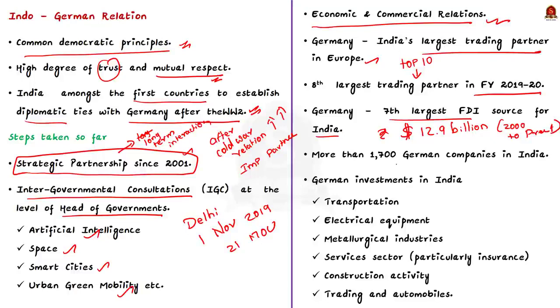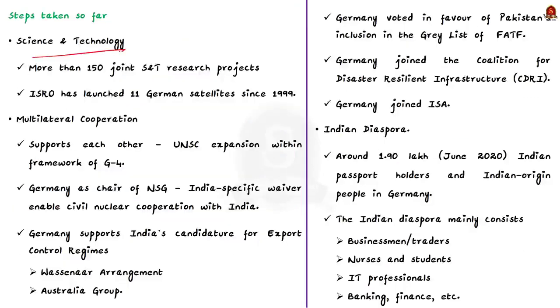German investments in India have been mainly in sectors of transportation, electrical equipments, metallurgical industries, service sector, insurance sector, chemicals, construction activity, trading and automobiles. Thirdly, in respect to science and technology, there have been more than 150 joint science and technology research projects and 70 direct partnerships between universities of both countries. Note that ISRO has launched 11 German satellites since 1999.